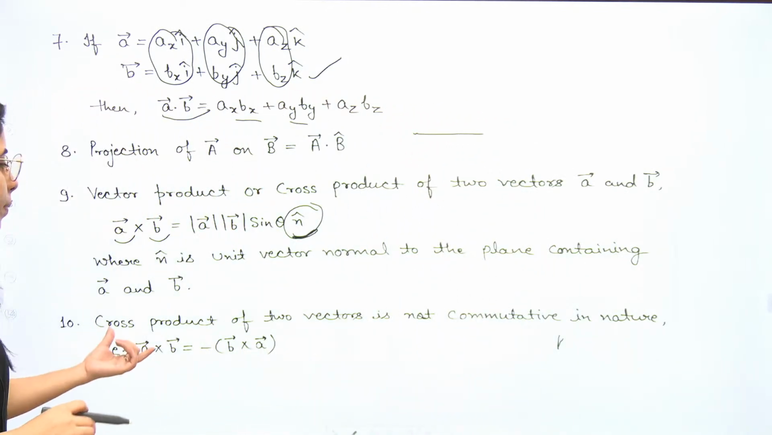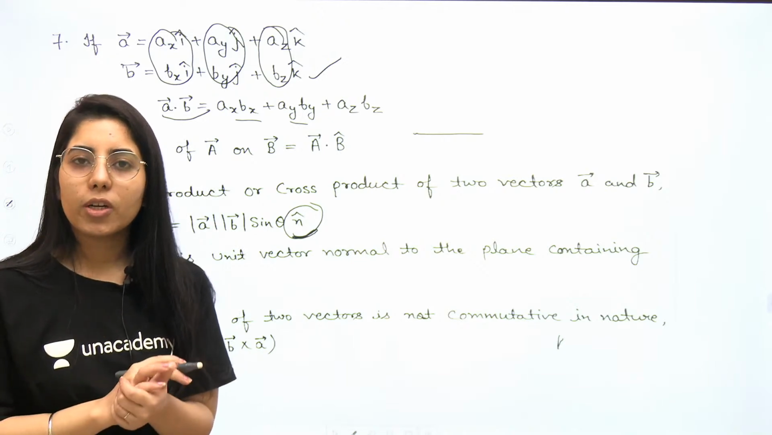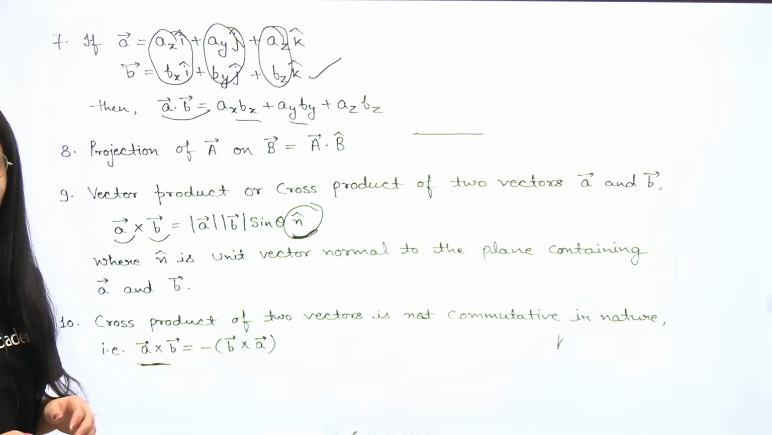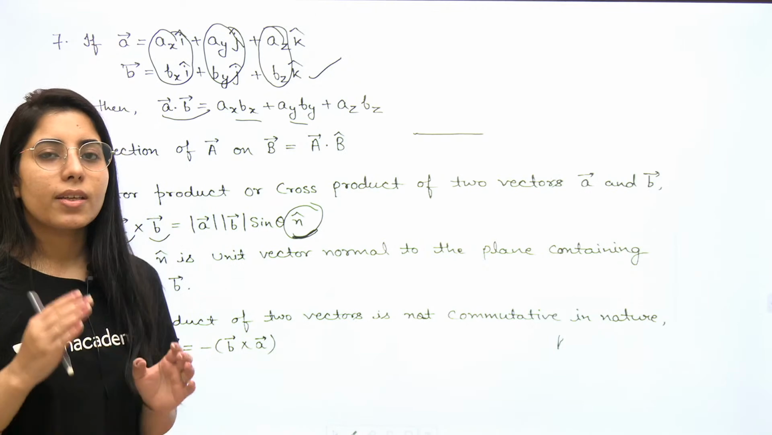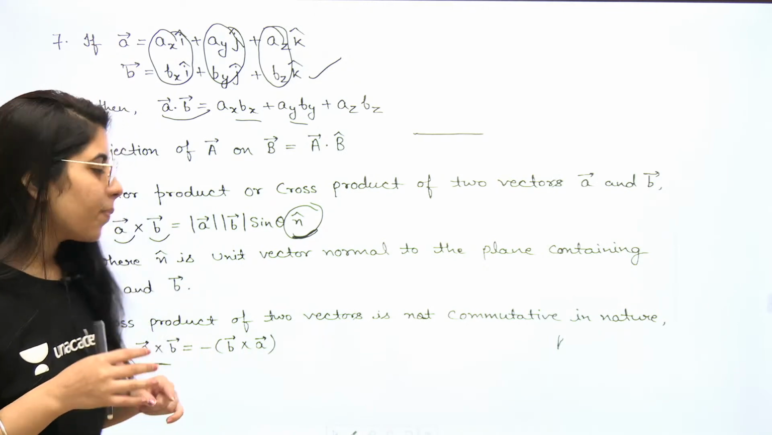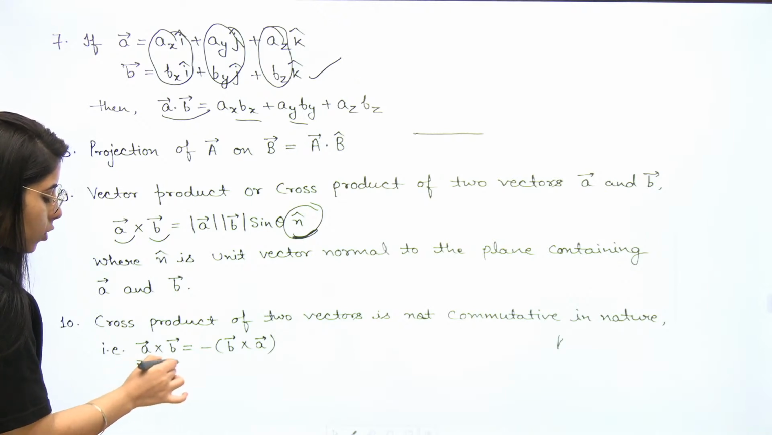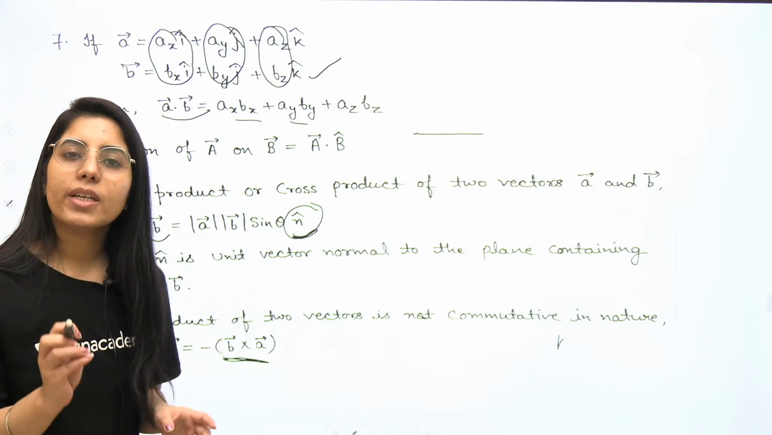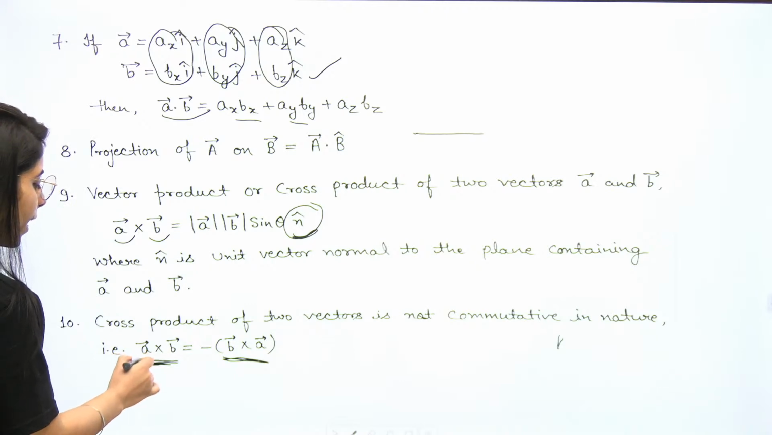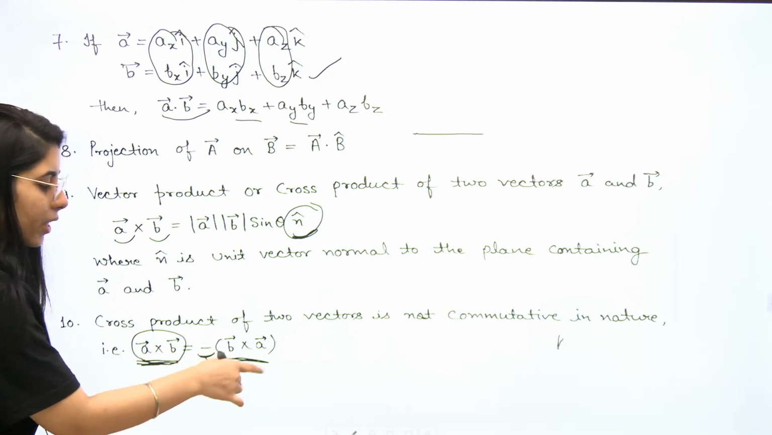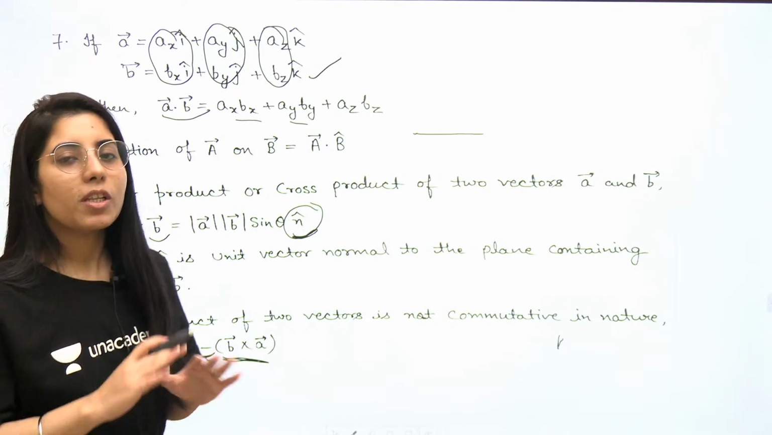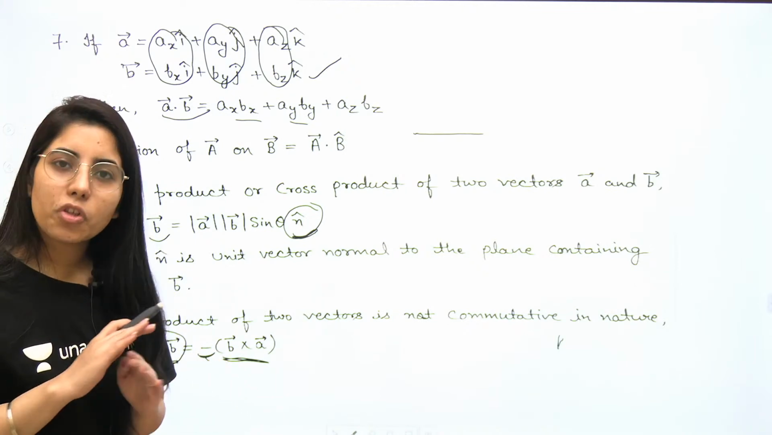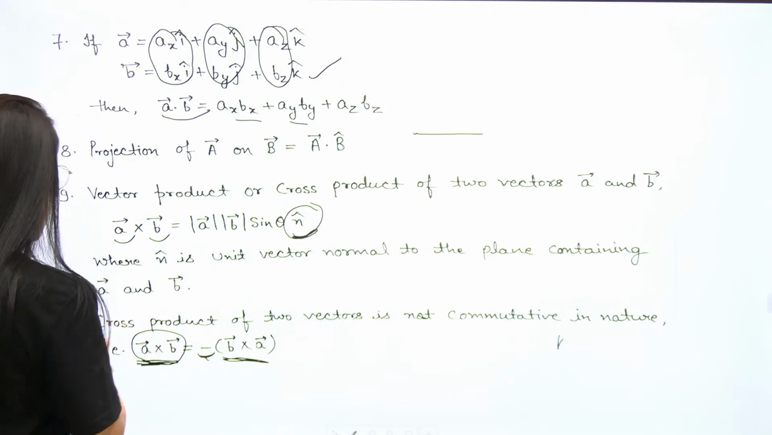Next point, if we are going to talk about the property corresponding to the cross product or the vector product. So guys, anytime you are finding A cross B and you are finding B cross A, there is a difference between the dot product and the cross product of two vectors. They will not be the same. There will be a difference of negative sign. As you can see here, A cross B is equal to minus B cross A. So the cross product will not satisfy the commutative law. If you change the order, the answer will not remain the same.